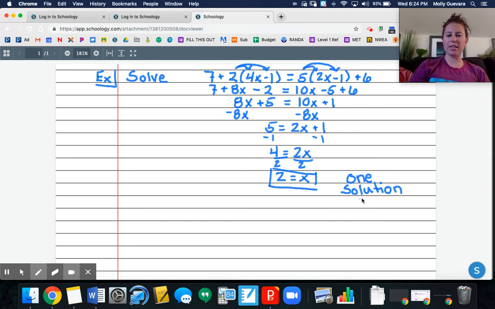You don't have to write this one solution part. You can just write x equals 2, and that's okay. Or you can write one solution.